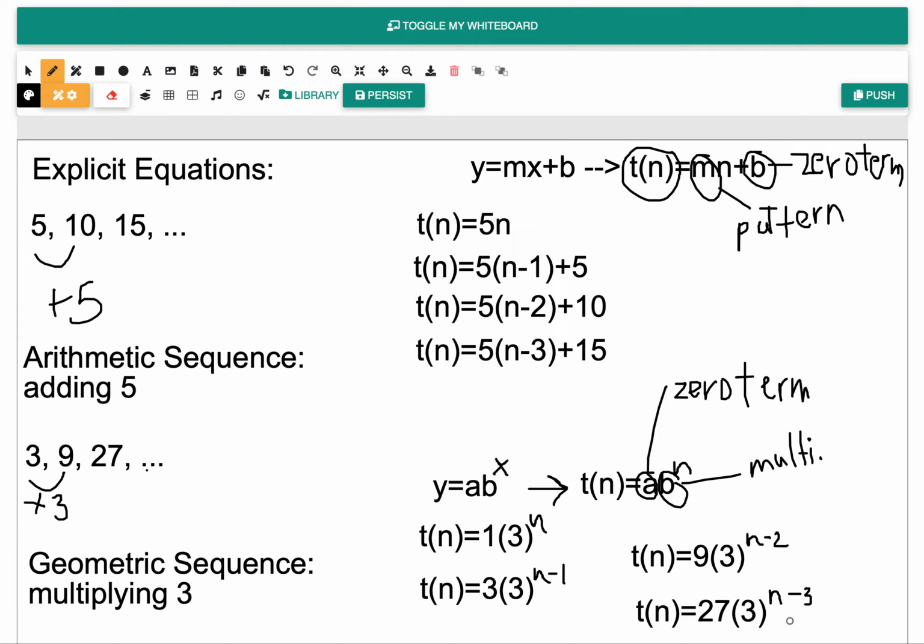And this trick is useful because sometimes in tests or anything like that in the future, they might not give you the first term. They might not give you the second term. They might give you like the 100th term. And because they give you the 100th term, you would just say minus 100. And that's just easier for you instead of going back all the way to 0 or all the way to 1 or all the way to the beginning.